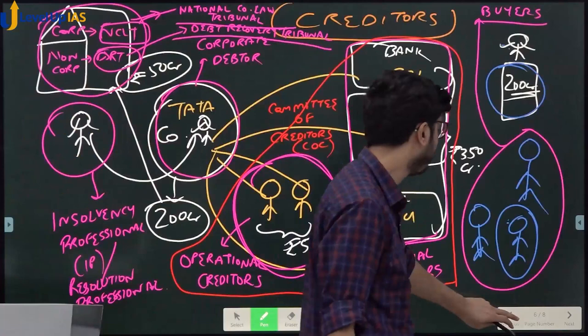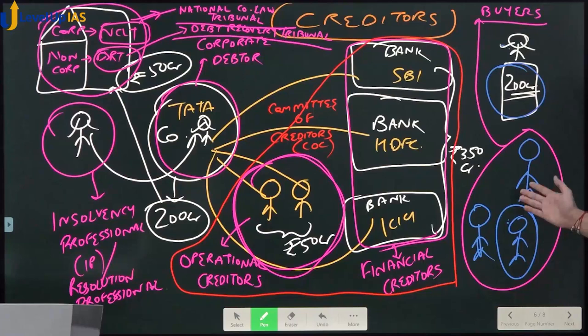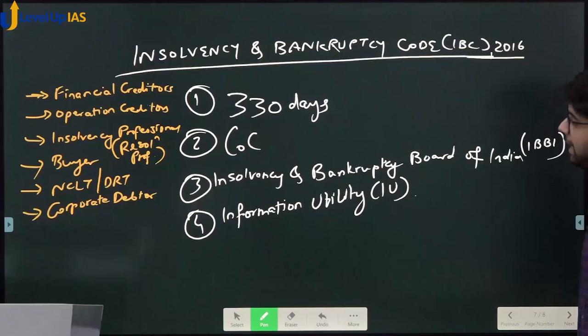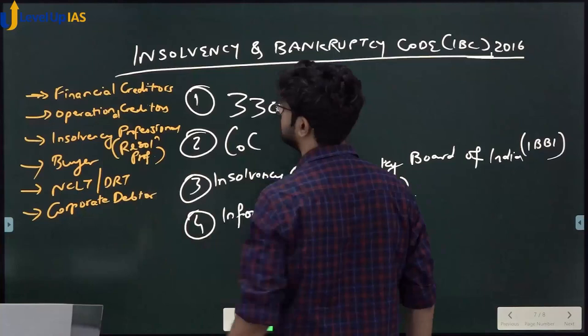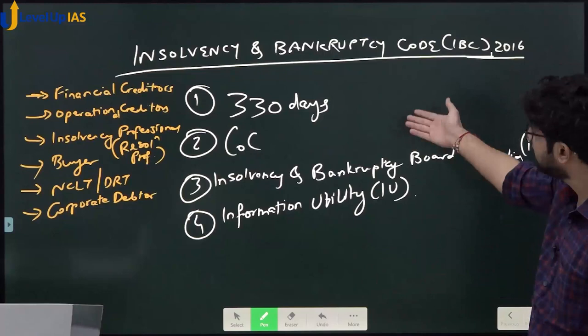Insolvency and bankruptcy code, very, very important. This process is very, very important. And how will you draw this? And these are the terms which you should know. Corporate debtor, buyer, financial creditors, operational creditors, insolvency professional, insolvency resolution professional, NCLT, DRT, corporate debtor, 330 days, committee of creditors, IBBI, IU.